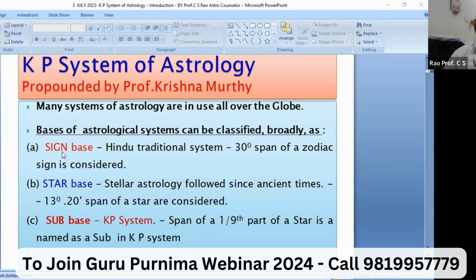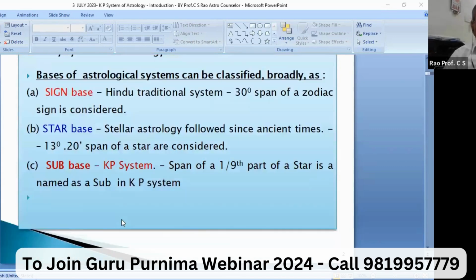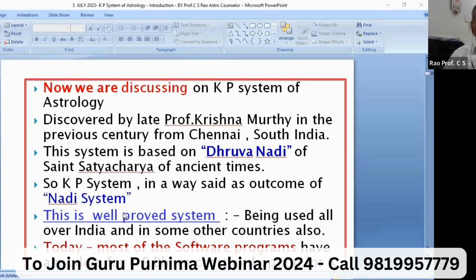In Vedic astrology, we go for the sign base. In stellar astrology, we go for the star base. In this, it is a sub base. So now we are discussing the KP system of astrology, which is based on the sub of a star in a zodiac sign. It was discovered by the late Professor Krishnamurti in the previous century from Chennai, South India.